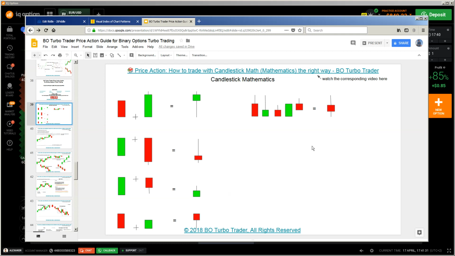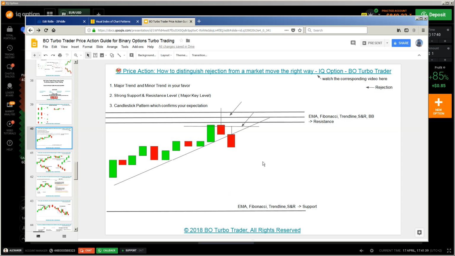So let me see if I can explain you fast those things which are necessary to understand those things. You need first of all the candlestick math. Then you need how a trading setup is to apply. The trading setup needs a trend, needs a key level, needs candlestick pattern, and the last factor which a trading setup needs is a rejection.